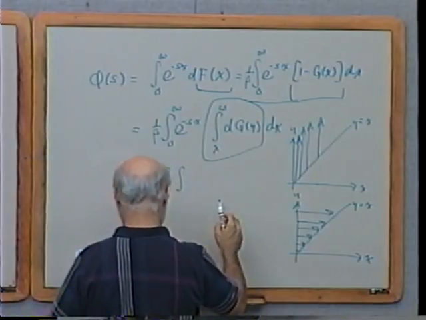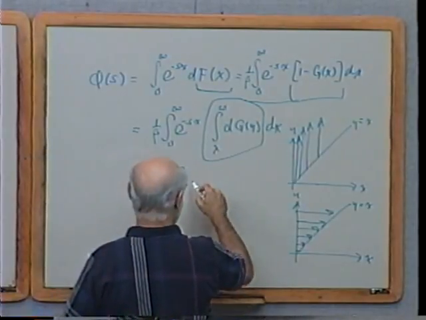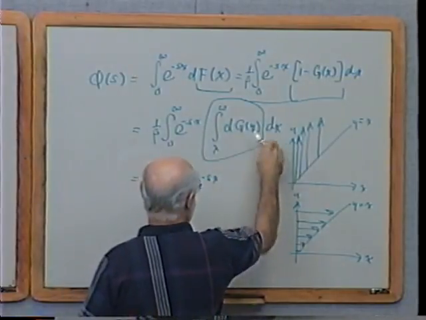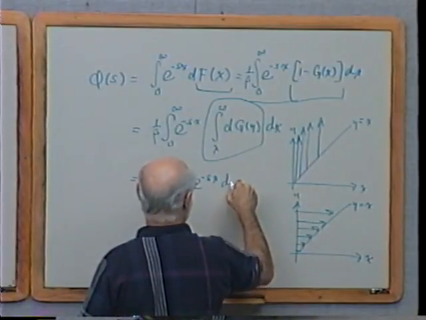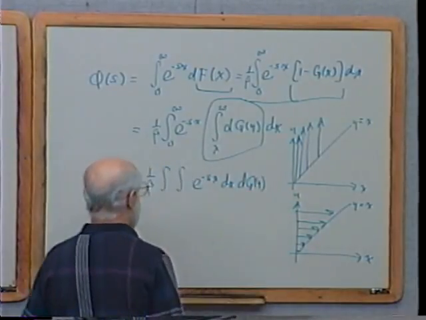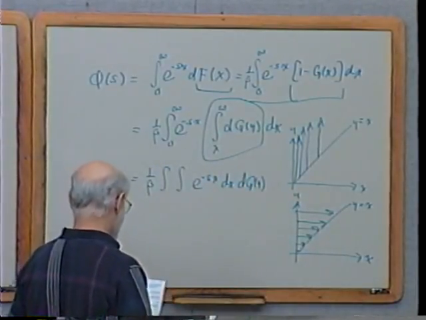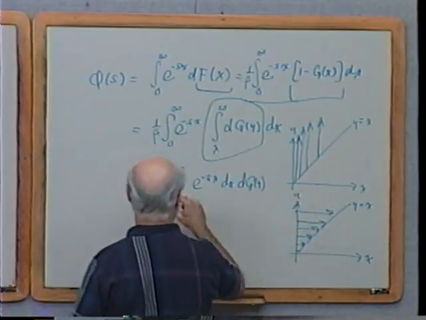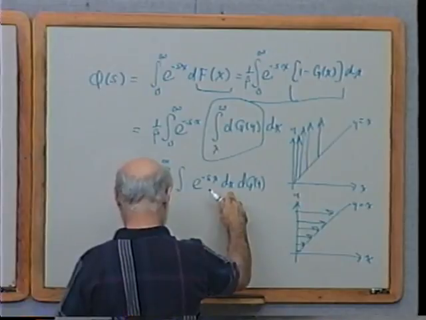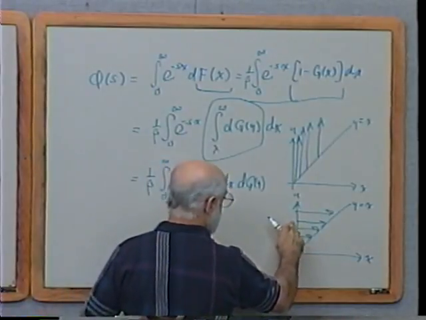Let's see, what I'm going to have now is e to the minus sx, that's this piece. Then I've interchanged the order of integration, so this is dx, and here's dg of y. And on the outside, the y is ranging from 0 to infinity. And on the inside, the x is ranging from 0 to y.